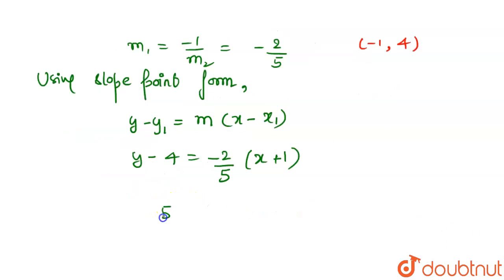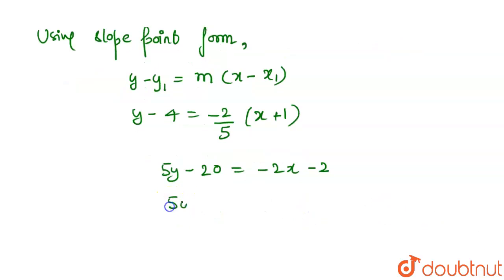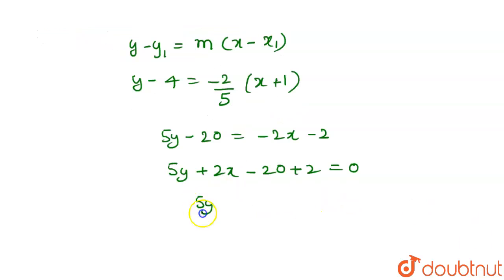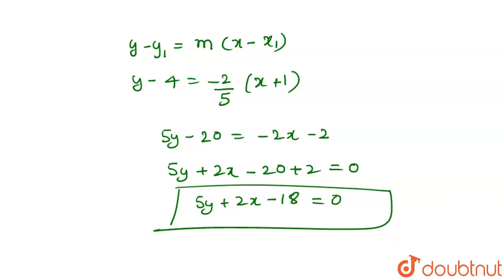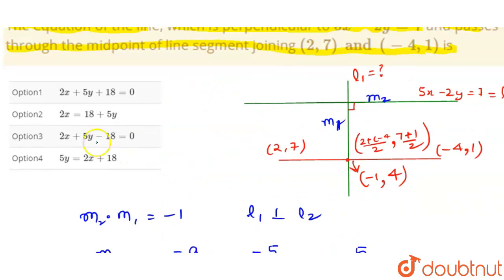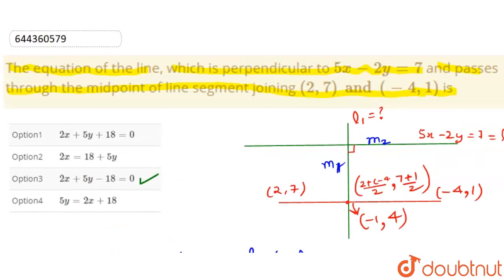So now this will become 5y minus 20 is equal to minus 2x minus 2. So this will give us 5y plus 2x minus 20 plus 2 is equal to 0, and from which we will get 5y plus 2x minus 18 is equal to 0. So that is the equation of the required line, 5y plus 2x minus 18. That is option 3rd. So this is the required answer.